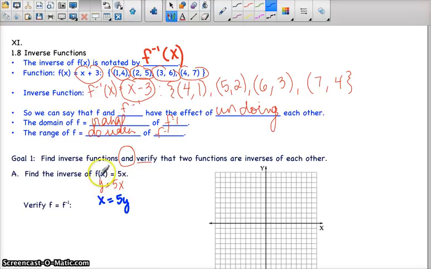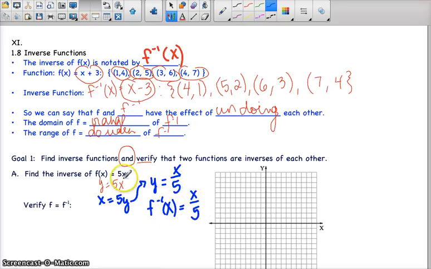So we replace f of x with y, then swap x and y, and finally we solve that equation for y. To solve this for y, we divide both sides by 5. Y is equal to x divided by 5. So we can say that if f of x is equal to 5x, then f inverse of x is equal to x divided by 5.